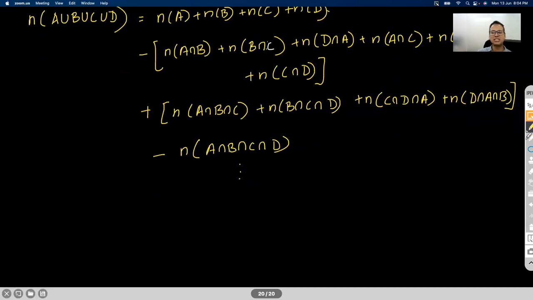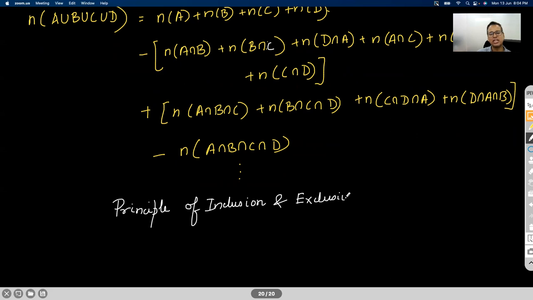So this particular principle is given a name in mathematics. This law is called the principle of inclusion and exclusion. And this is very much used in the field of combinatorics. You would realize that it is used in permutation and combination. It is used in probability. Is it fine? Any question, any concerns?